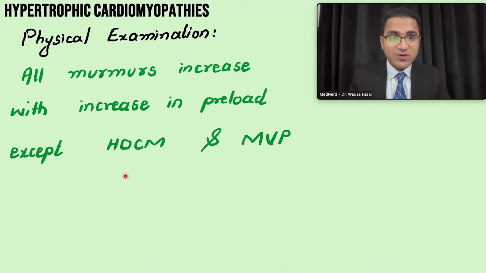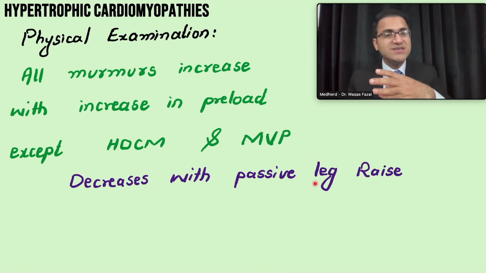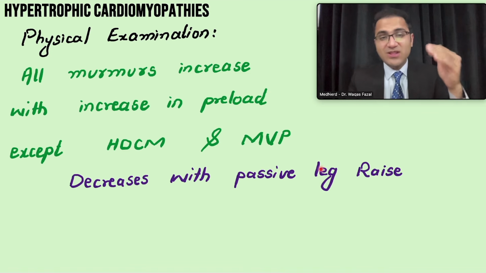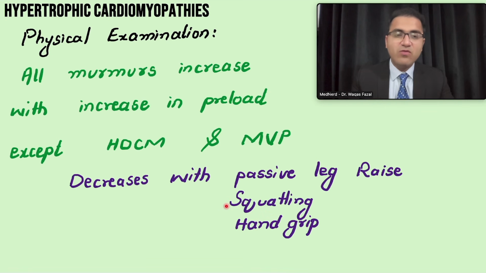Now, coming to the maneuvers, you can simply remember that the murmur of hypertrophic obstructive cardiomyopathy would decrease with passive leg raise, because passive leg raise increases return of the blood flow to the heart and increases preload. So all the murmurs would increase with passive leg raising except two murmurs, hypertrophic obstructive cardiomyopathy and mitral valve prolapse. Now, what will be the effect of squatting and hand grip on the murmur of hypertrophic obstructive cardiomyopathy?